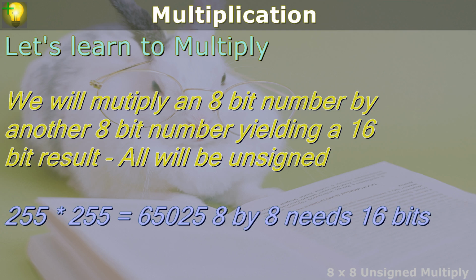Let's learn to multiply. We will multiply an 8-bit number by another 8-bit number, yielding a 16-bit result. All these numbers will be unsigned. We know we need 16 bits because the maximum 8-bit number is 255, and if we multiply 255 by 255 in decimal, we get 65,025, which does not fit into 8 bits, but does fit into 16 bits.